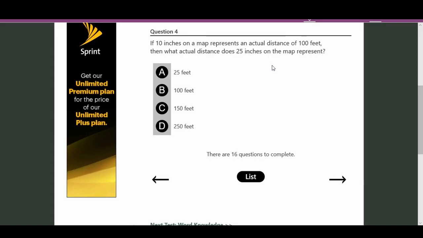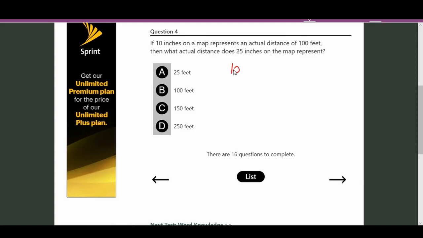Question 4 says, if 10 inches on a map represents an actual distance of 100 feet, then what actual distance does 25 inches on a map represent? Whenever you see these scale problems, the first thing you need to think about is setting up a fraction that's going to allow you to cross multiply and solve. So this is what it looks like.